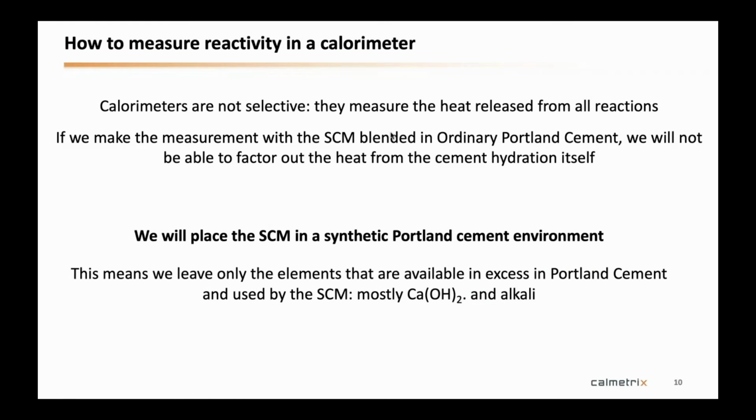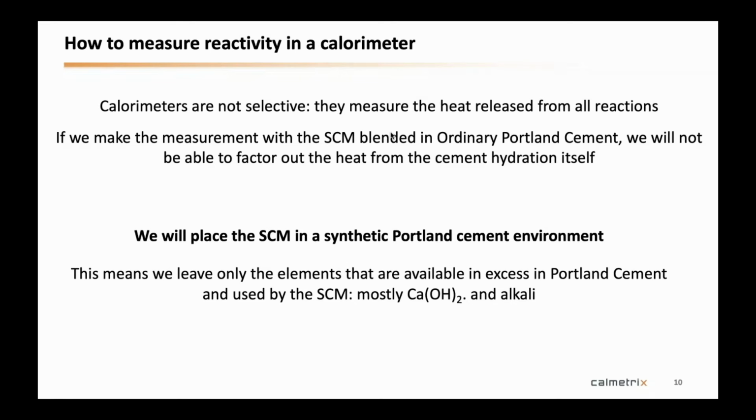So how do we actually go about measuring the reactivity of supplementary cementitious materials in a calorimeter? The one big thing that I would consider a flaw of a calorimeter, and I do love calorimeters, but I have to admit this is the one thing that makes it imperfect, is that it's a non-specific method.